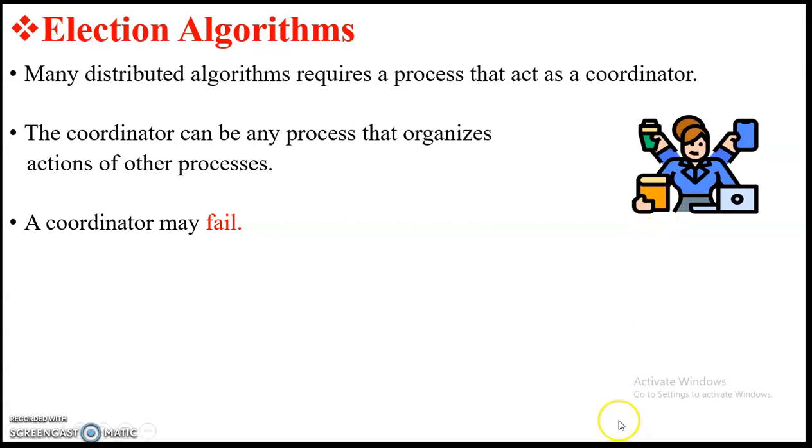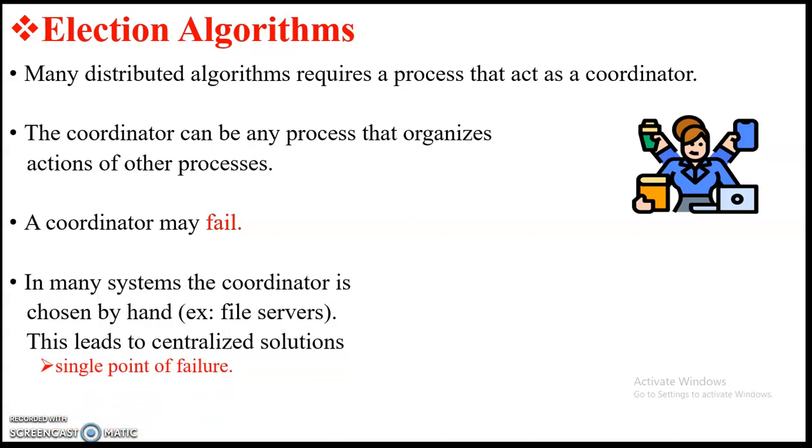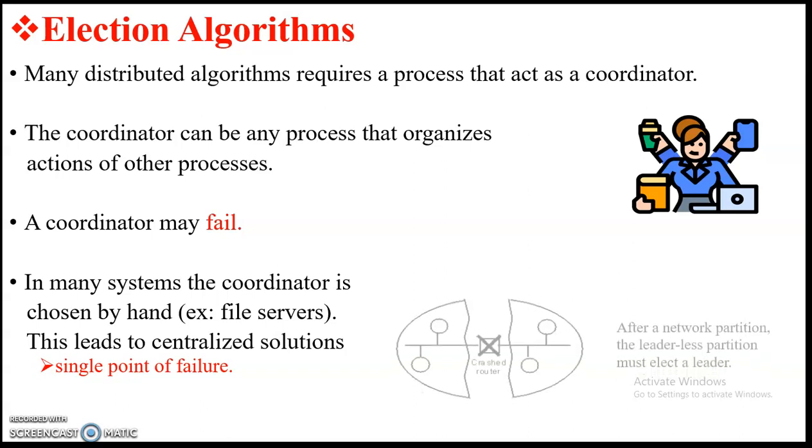In a similar manner, if we map this concept to distributed systems, a process is a coordinator, and if that particular process fails, then a new coordinator, a new process which will act as a coordinator, must be elected. In many systems the coordinator is chosen by hand, for example file servers. But when they are chosen by hand, that becomes a centralized approach and a central point of failure. That means if the file server fails, then other related components will also fail.